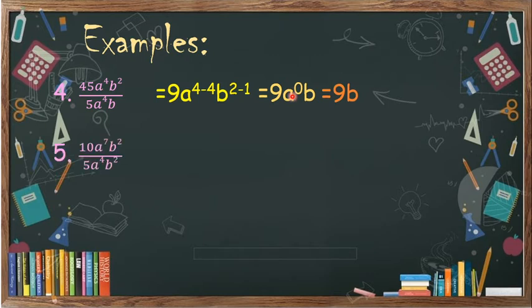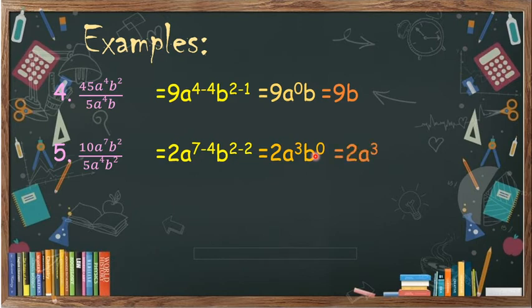Number 5, 10a to the 7th power times b squared divided by 5a to the 4th power b squared. Divide 10 and 5, so we get 2. Then subtract 7 and 4, and 2 and 2 for b. So we have 7 minus 4, 3, and 2 minus 2, that is 0. Then copy 2. Then simplify, since this is b raised to 0, this is equivalent to 1. So we get 2a cubed. Then the 1 here is already implied.